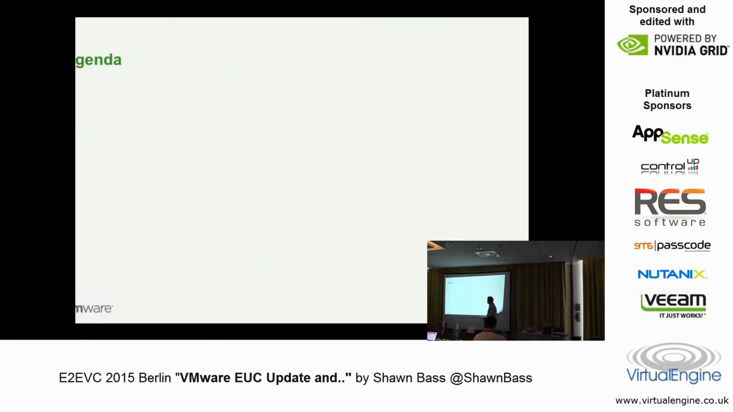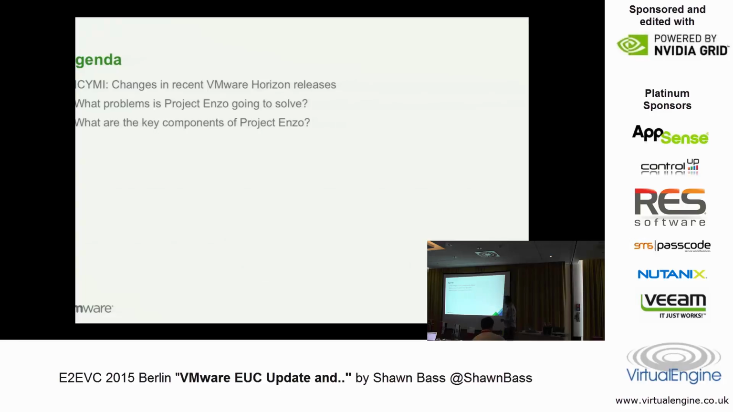So let's start with the agenda. I'm going to cover the recent updates in Horizon View, and I'm only going to cover the stuff that we've done since February of this year. So I'm not going to talk about what we did in 2014 and all that. I want to talk about what Project Enzo is and what problems it's out to solve. We'll talk about the key technical components of Project Enzo and how Enzo is different from our competitors.